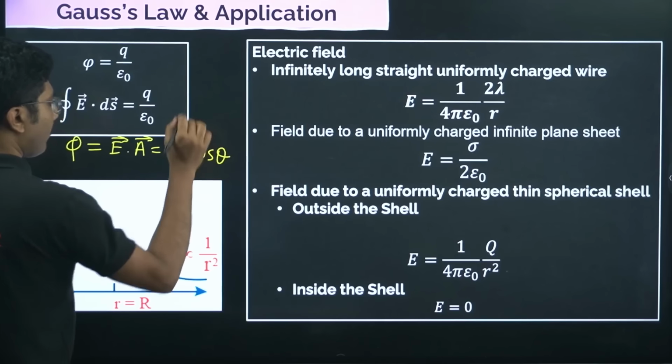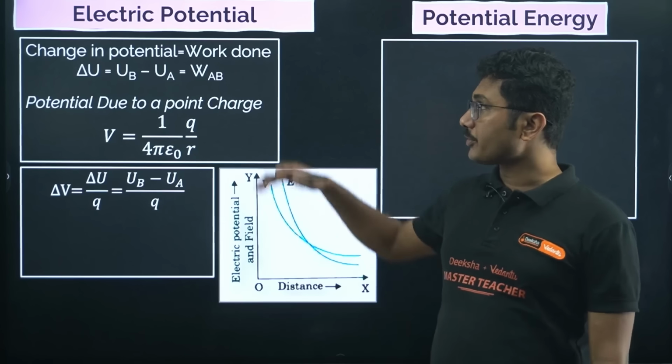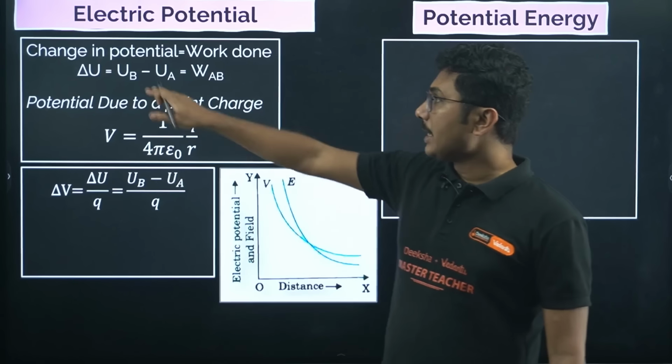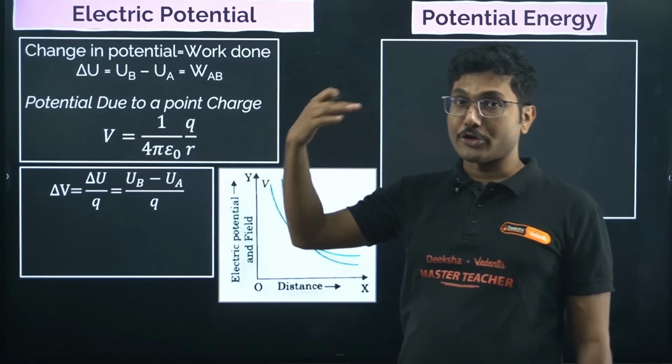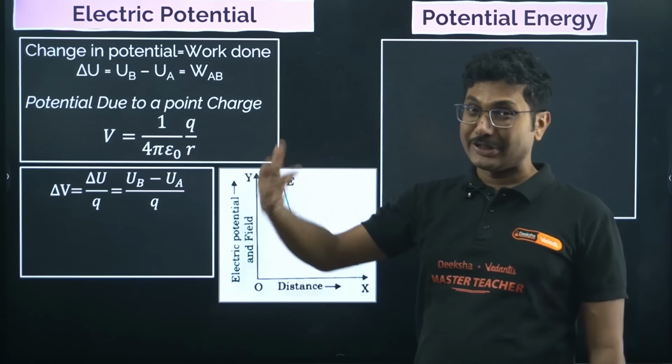Now next, move on to the next chapter, electrostatic potential and capacitance. So here we have electric potential due to work done. What is electric potential? How can you calculate electric potential? If you know the potential energy, U refers to potential energy, V refers to potential.